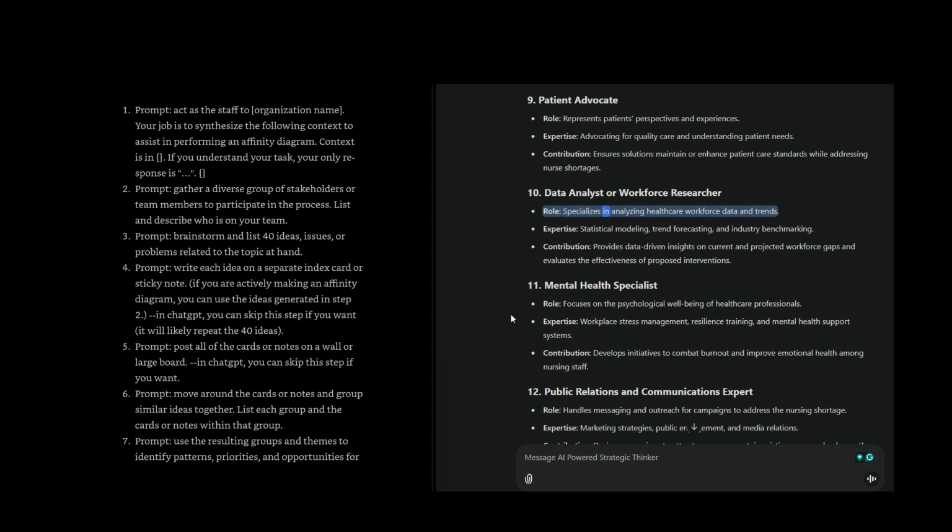10. Role: specializes in analyzing healthcare workforce data and trends. Expertise: statistical modeling, trend forecasting, and industry benchmarking. Contribution: provides data-driven insights on current and projected workforce gaps and evaluates the effectiveness of proposed interventions.